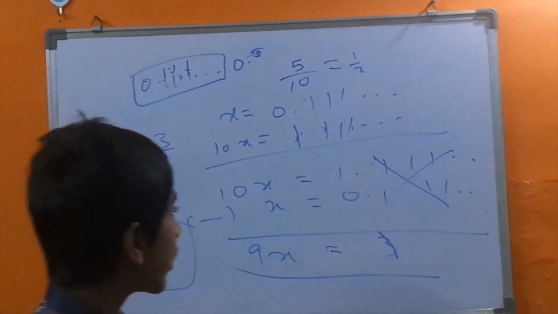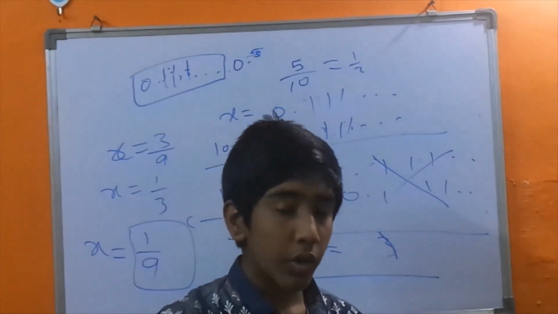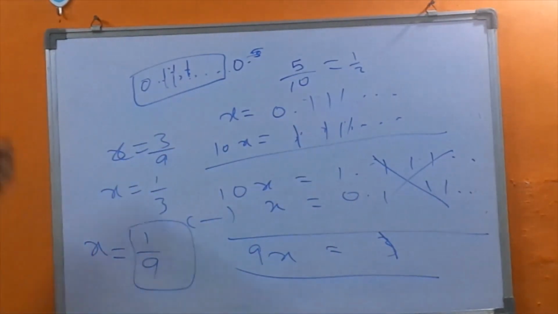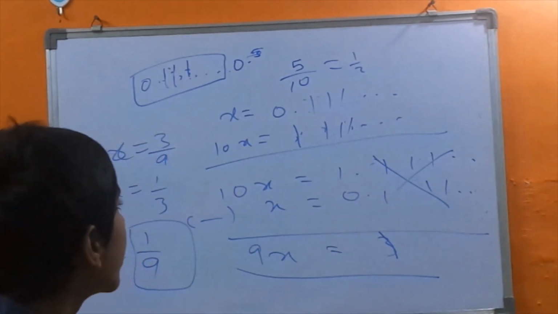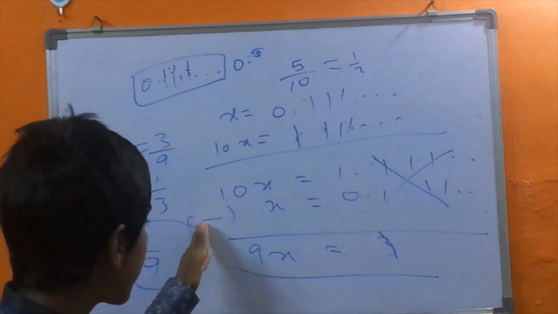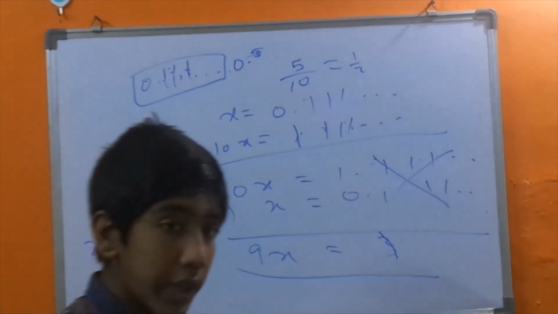And now, can irrational numbers be represented like this by using this method? No, they can't.